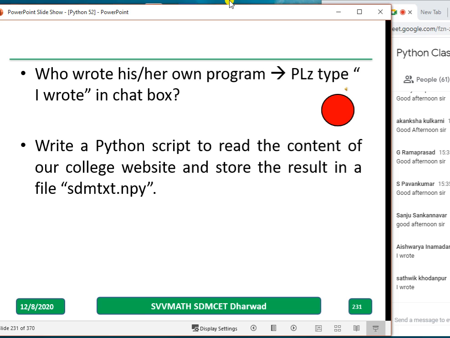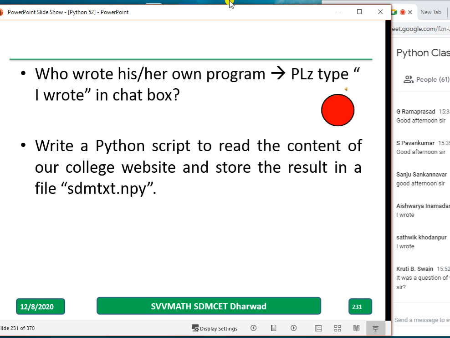Okay. Two students told they had written the program. And I want Aishwarya, Inamdar and Satvik too. First, it was a question of website scraping, wasn't it, sir? Kruti, that question number 2 only. Whatever, if you have written yours, you just say yes, I have written. Whether it's right or wrong, we'll see it later.